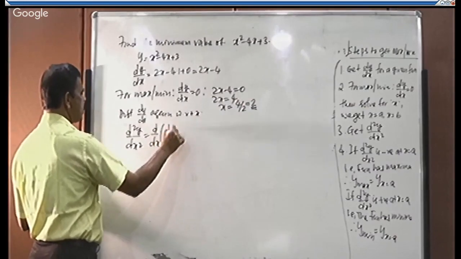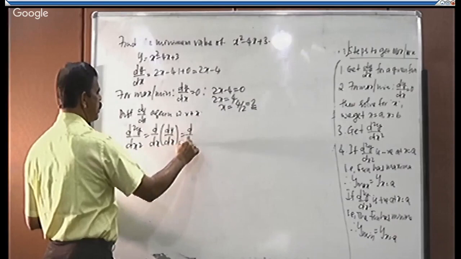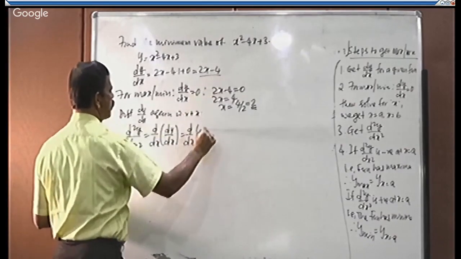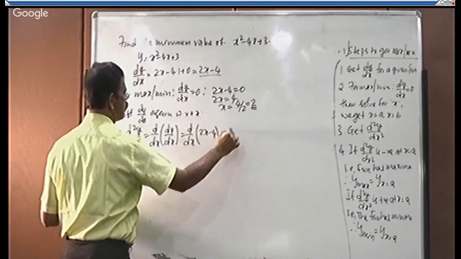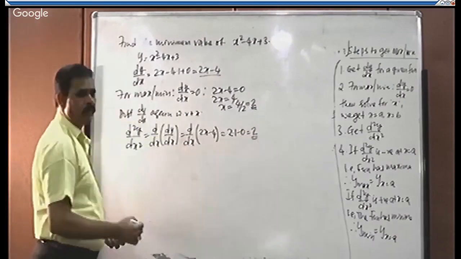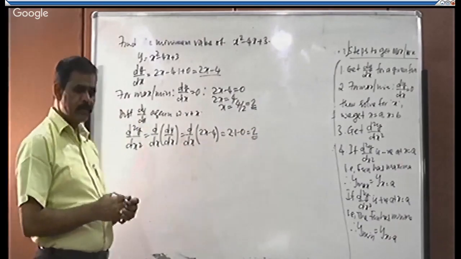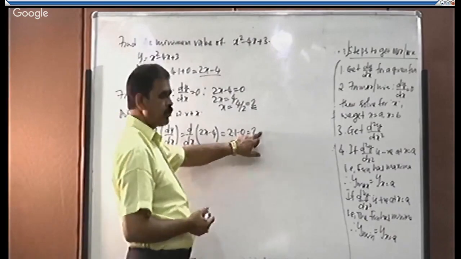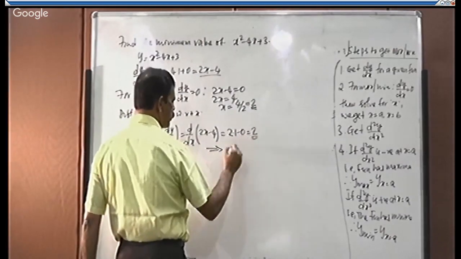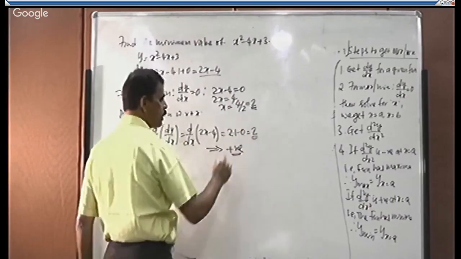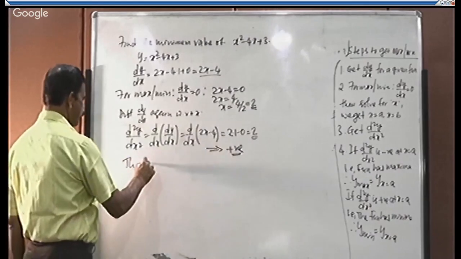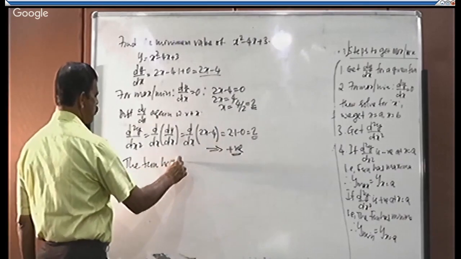What is dy by dx? It is 2x minus 4. That is equal to 2 into 1 minus 0, which is 2. So here we got d square y by dx square directly as a positive value, without substituting x. So that also indicates that the function has minima.